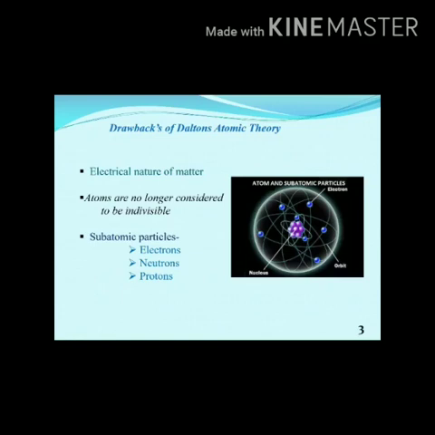Now, what are the drawbacks of the Dalton's atomic theory? Dalton was not able to explain why certain materials like glass or ebonite rod get charged on being rubbed with silk or fur. So Dalton was not able to explain the electrical nature of the matter. According to Dalton, atoms are indivisible, but we know nowadays that atom is no longer considered to be indivisible because of the discovery of various scientists like Rutherford, Neil Bohr and other scientists. We know that atom is made up of further smaller particles, and those smaller particles are known as the subatomic particles, and these subatomic particles are electrons, neutrons and protons. Now in this we will discuss about the discovery of electrons.